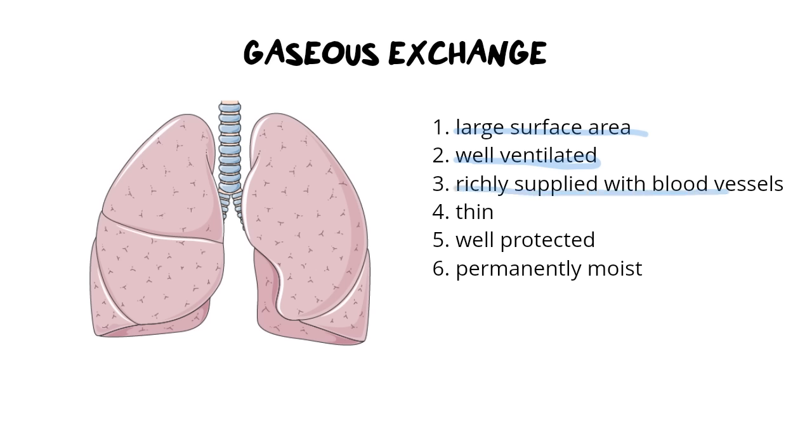It needs to be richly supplied with blood vessels, meaning there needs to be a capillary network wrapped around them, which it is. The gaseous exchange surface must be thin, which alveoli are. They're only one cell layer thick. It needs to be well protected, which is what we use the pleural membrane and the ribs for. And lastly, and probably most importantly, it must be permanently moist. Gases cannot diffuse through a dry space. There needs to be moisture facilitating the diffusion. And our alveoli have a thin layer of moisture around them at all times, which helps us do this.